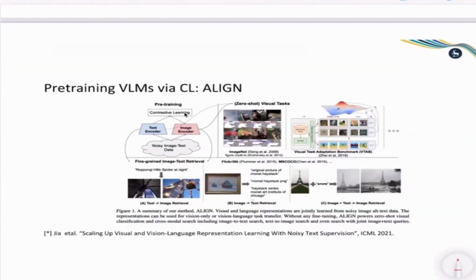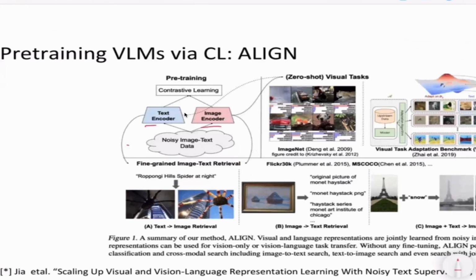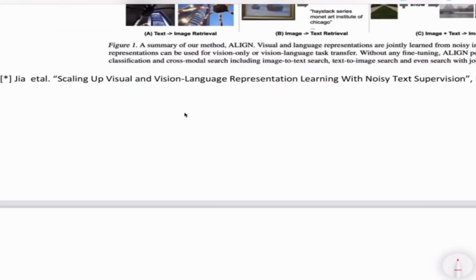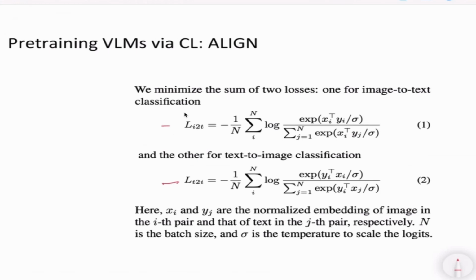Okay. I think shortly after this, there is also a paper, ALIGN, which is also in ICML 2021. I think this is coming from Google. What they did is, it's very simple. You have a text encoder, you have an image encoder, you have image-text pair data, noisy from the internet, and then you do contrastive learning. So let's look at the contrastive learning. They have this image-to-text, text-to-image, which is identical to CLIP. There is no difference.